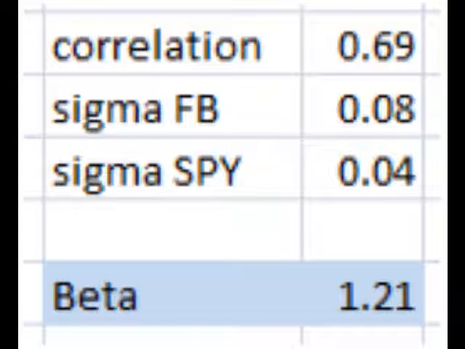We downloaded 5 years of monthly Facebook data from Yahoo Finance. We implemented the above equation in Excel and obtained a beta of 1.21. The picture on our website shows Facebook beta calculated by Yahoo Finance. It is 1.26. Our result agrees well with Yahoo's result, although there is a small difference.